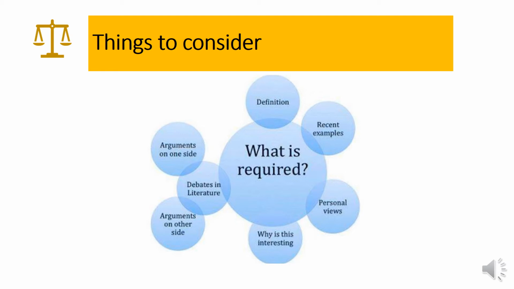Moving to things to consider in academic writing. What is required for your assignment or academic writing specifically? You may need definitions and recent examples for selected topics. A personal view can also be added to the assignment, including why this topic is interesting and how you can debate from the literature. You have to add arguments from the other side, or argument on one side.